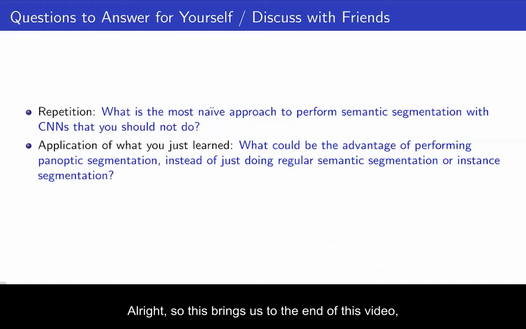All right, so this brings us to the end of this video, and I have two questions for you. What is the most naive approach to perform semantic segmentation with convolutional neural networks that you should basically not do? And what could be the advantage of performing panoptic segmentation instead of just doing regular semantic segmentation and instance segmentation separately? So this also brings us to the end of this week's lecture.